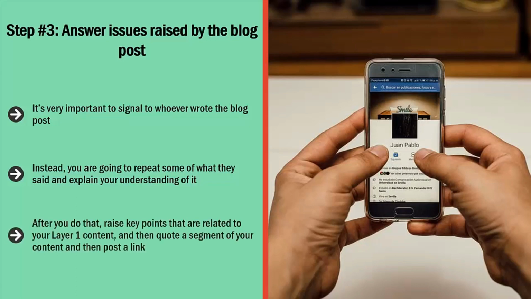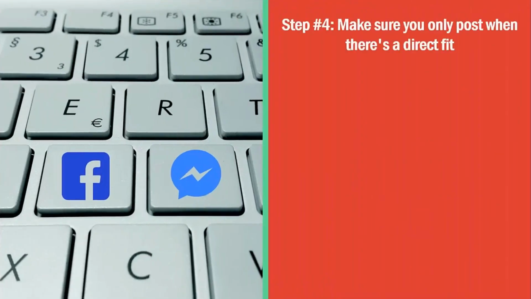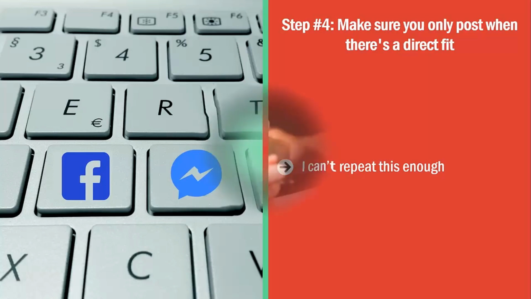After you do that, raise key points that are related to your Layer 1 content, and then quote a segment of your content and then post a link. Done properly, your comment is not going to look like spam. Instead, your comment actually enhances the content that you're commenting on. Step number 4, make sure you only post when there's a direct fit. I can't repeat this enough. You must only post comments on a blog post that directly fit your niche. There also has to be a natural progression from your level 1 content to whatever content you're commenting on.